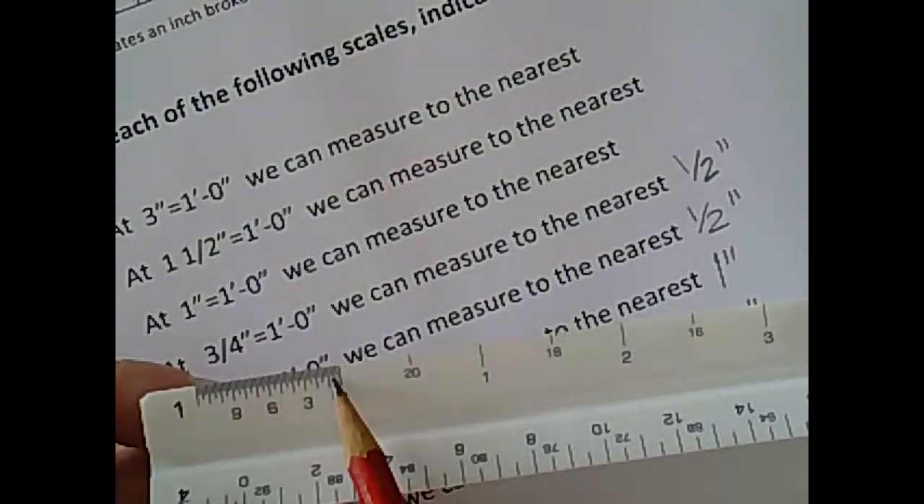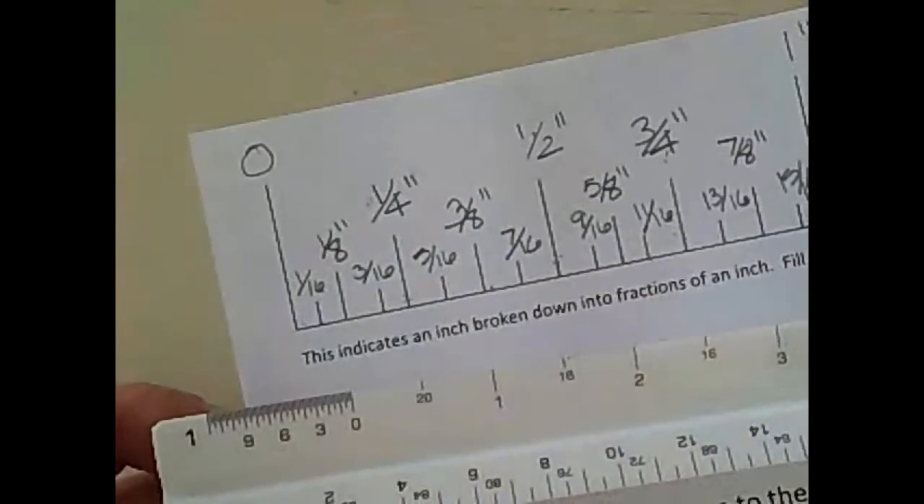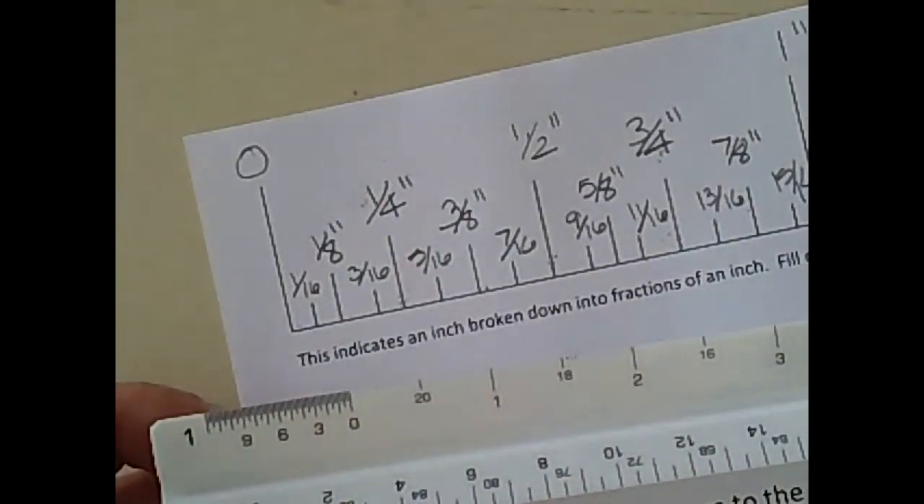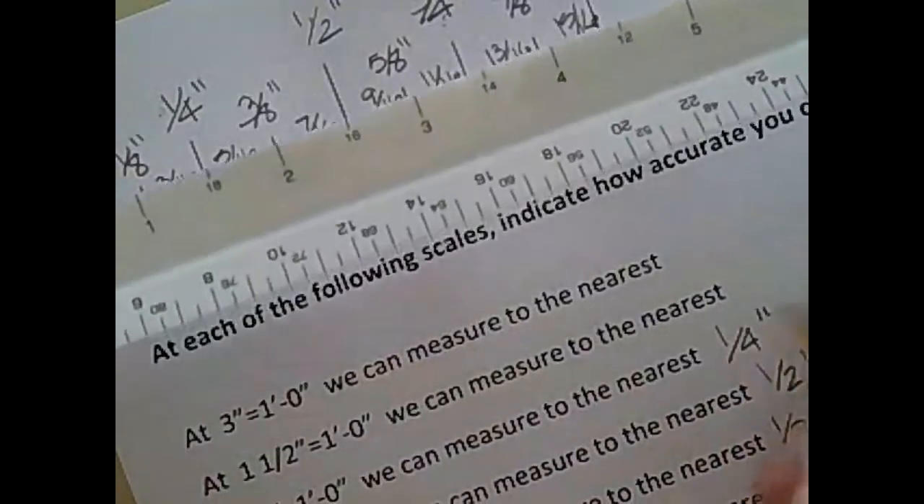And if you didn't know about that, you'd go, okay, I know that's 1 inch. That's a half inch. And then I've got between the 0 and the half inch, I've got another tick. So that has to be 1/4 inch. So we're going back to what this scale up here refers to. So we're measuring to the nearest 1/4 inch.